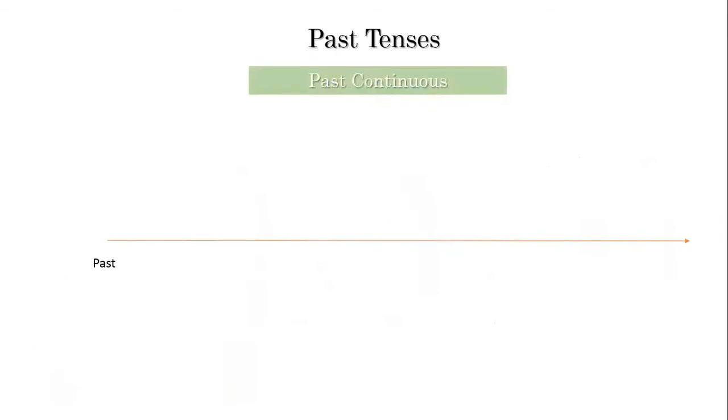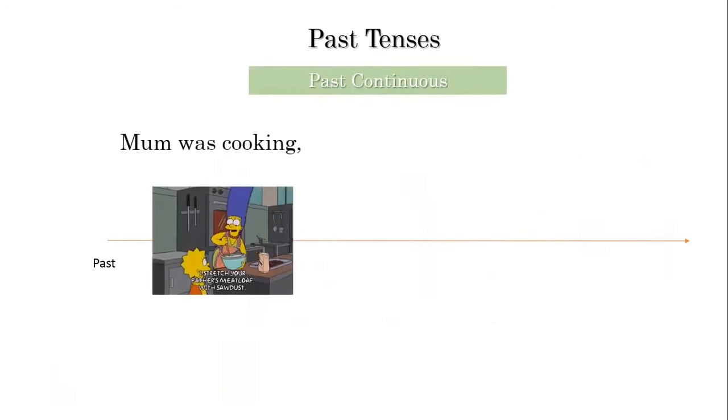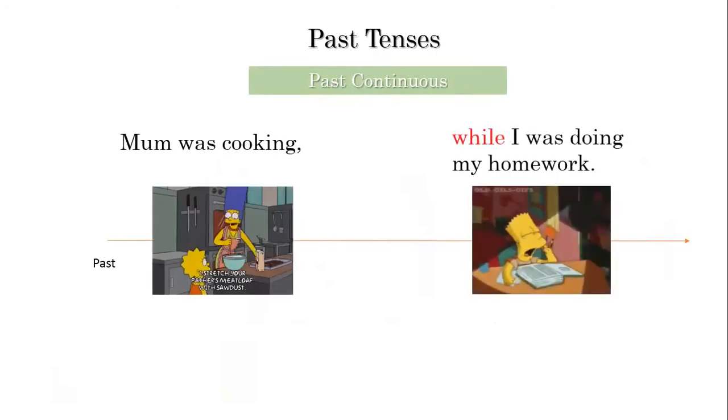So now, past continuous tense. Okay, look at the example. Mom was cooking while I was doing my homework. Here we can see the two actions were happening simultaneously. You can also say, we were having dinner while my brother was reading a book. Okay, very good. Now, let's go to the next page.